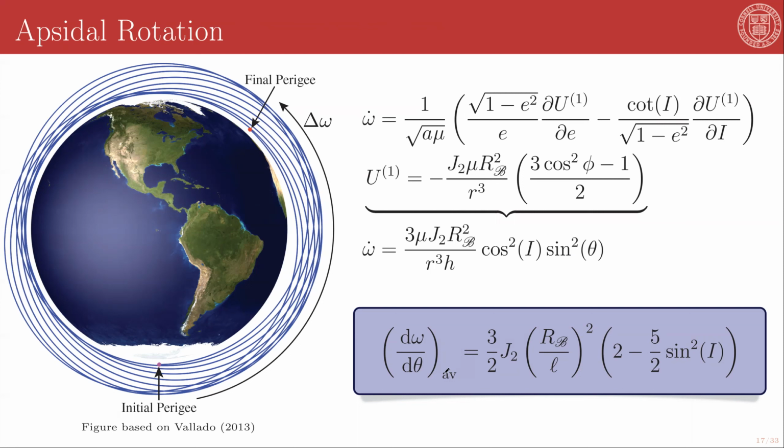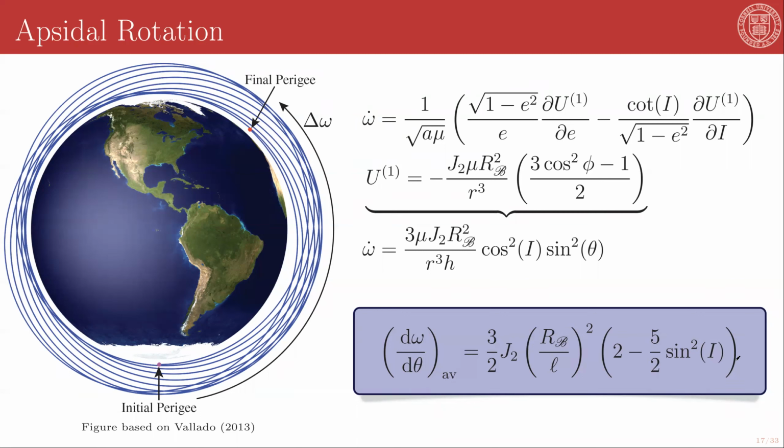We do exactly the same kind of averaging over one orbital period. We express d omega dt as d omega d theta times 1 over d theta dt, take the same kind of approximations that we previously did, and we get this expression. And this is known as apsidal rotation. Much like in the case of nodal regression, what we find is that we have a strict linear trend in omega when averaged over a full orbital period.